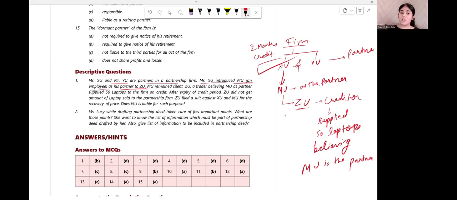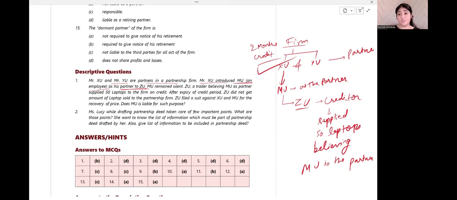Now what will ZU do? He will go and talk to XU and also to MU. He will file a case against XU and MU for the recovery, because he thinks that XU and MU are the partners. Now tell me, will MU be liable? Should MU also pay the money? He is an employee, but he was shown as a partner. Now this creditor is coming and telling XU and MU, you both are the partners, pay me the money. Now is MU liable in this case? Tell me.